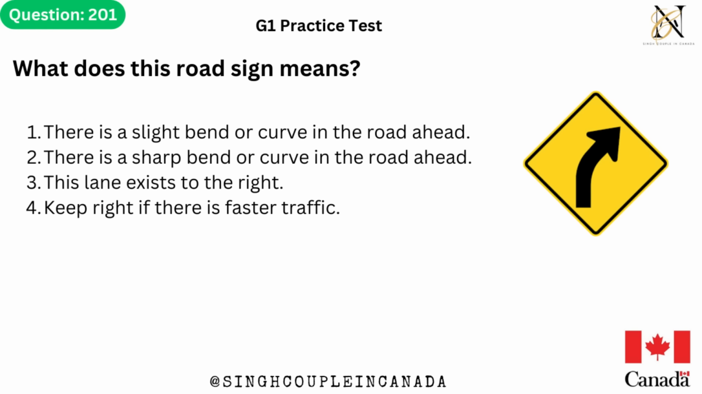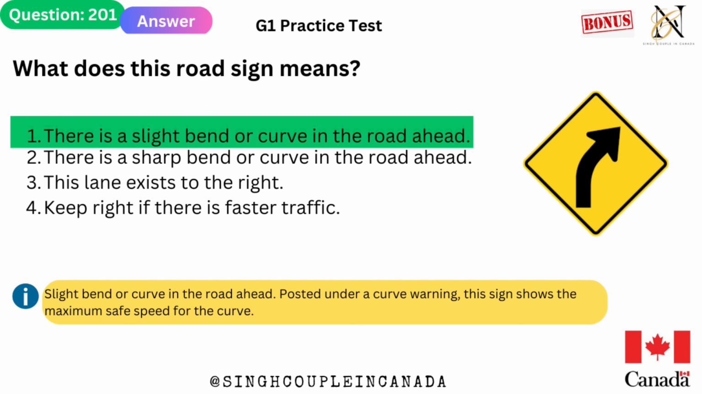What does this road sign mean? 1. There is a slight bend or curve in the road ahead. 2. There is a sharp bend or curve in the road ahead. 3. This lane exists to the right. 4. Keep right if there is faster traffic. The answer is 1. There is a slight bend or curve in the road ahead. Posted under a curve warning, this sign shows the maximum safe speed for the curve.